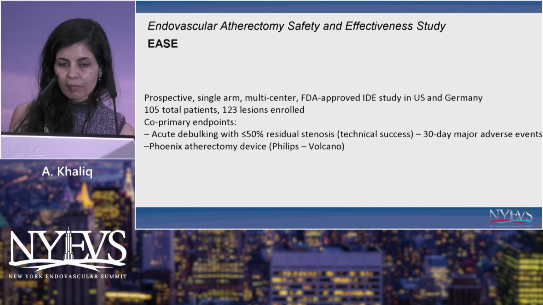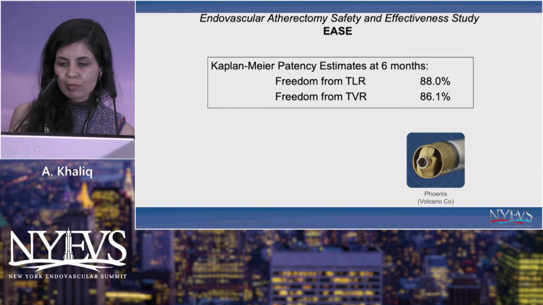Next. And this was their single-arm multi-center trial, which basically was 105 patients. And again, the co-primary endpoints were acute debulking and less than 50% residual stenosis, which is how they define technical success. Next. And Phoenix was the only atherectomy used. And as you can see, at 6 months they had pretty decent TLR and target vessel revascularization freedom, so 88 and 86% respectively.